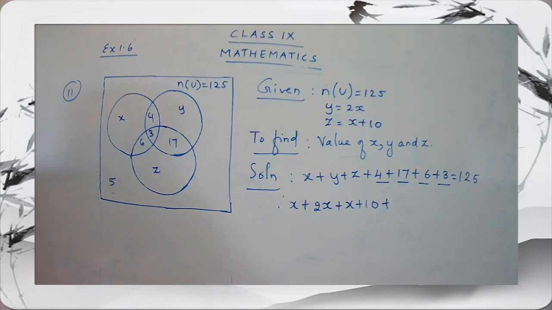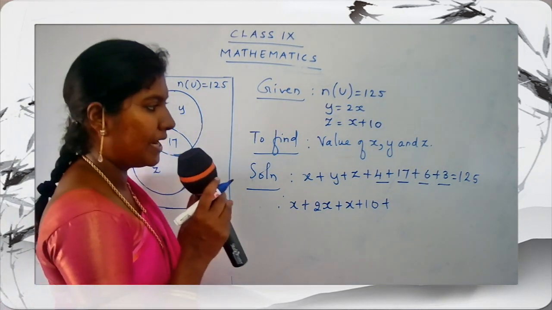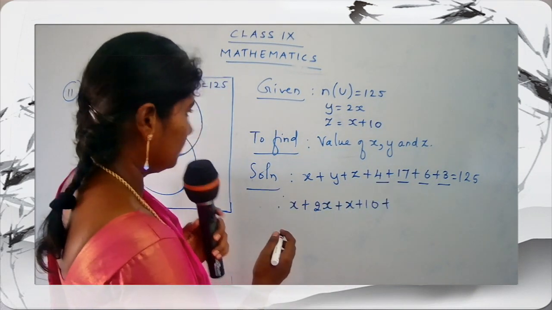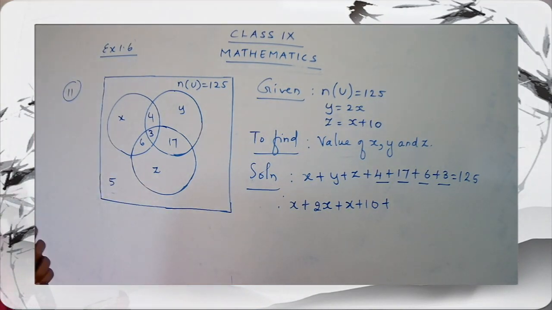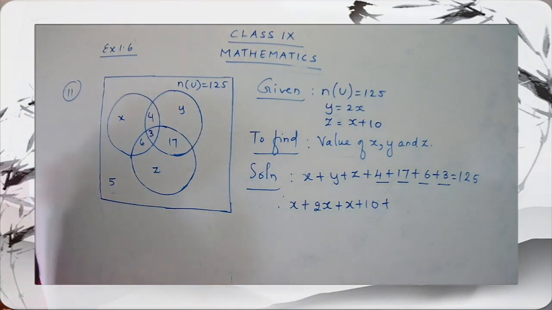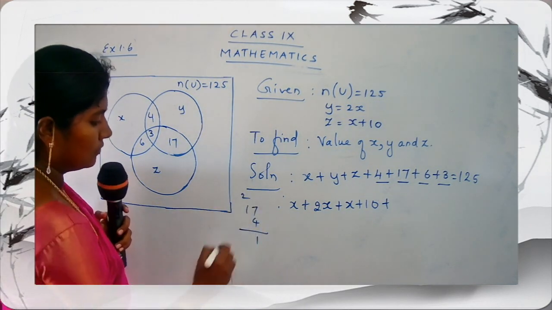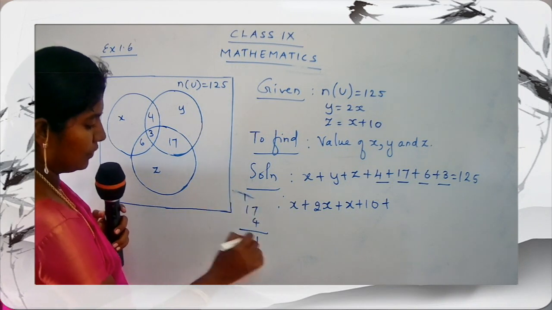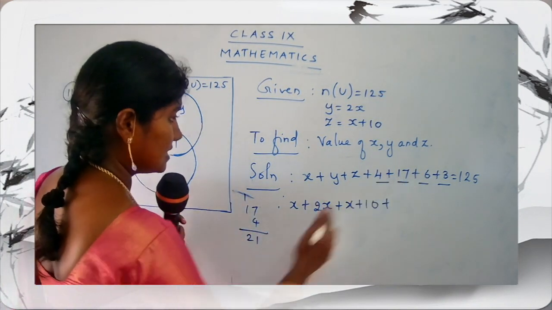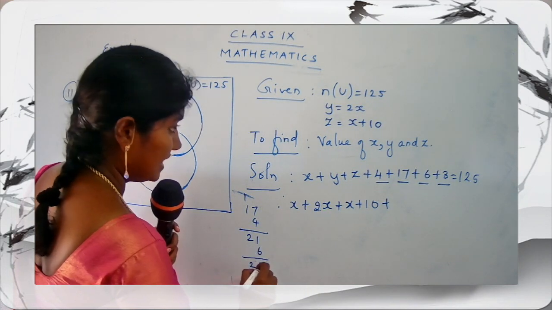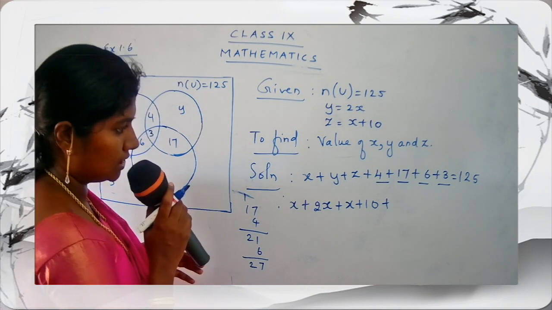What is 4 plus 17? 21. 21 plus 6? 27. Okay. So do not miss any terms. That's the main thing here. So we should not miss any terms. Now it's 17 plus 4. Okay, let me add it. 17 plus 4, 21. Okay, it's 21. Plus 6, 27. 27 plus 3, 30. Yes.